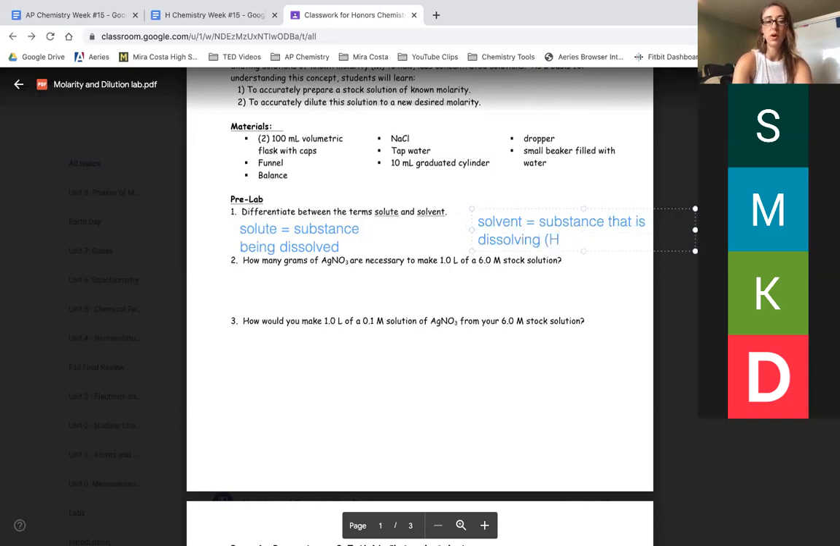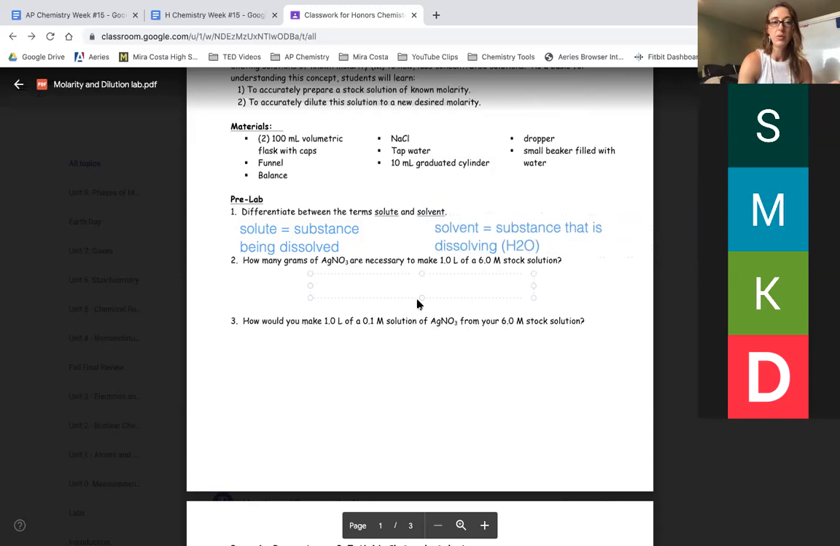Usually it's water that is the solvent, right? Almost always it's water, unless it's otherwise stated that it's something else. So don't forget solute is the smaller word, so it's usually the substance that's in lesser quantity, and the solvent is the bigger word, and that's the substance that's in the greater quantity. Okay, so there we have our two definitions.